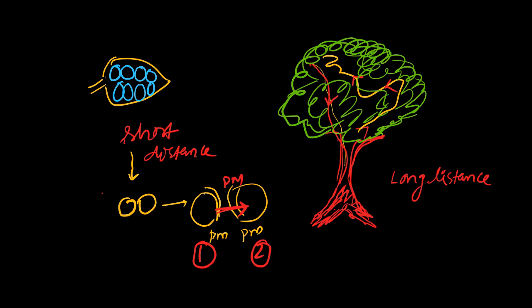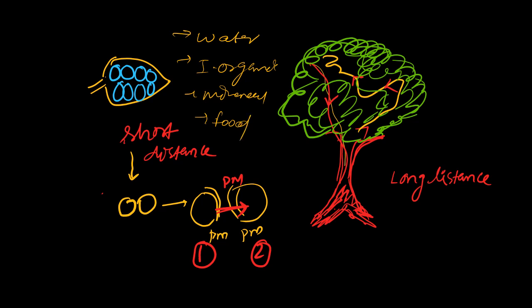So in a plant, the molecules that are transferred are, let's consider, one is called water molecule, water, inorganic minerals, and food. These are transported through this plant.